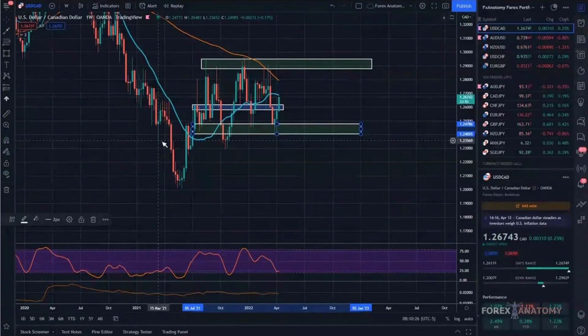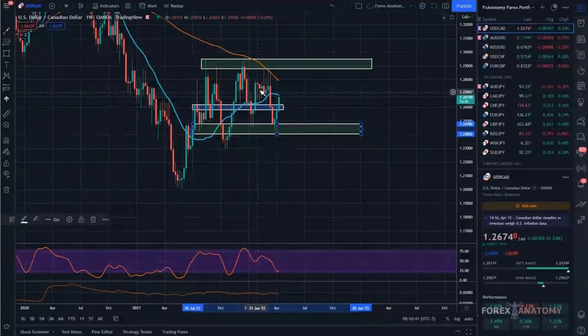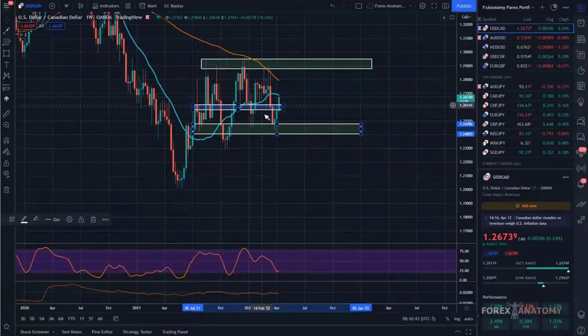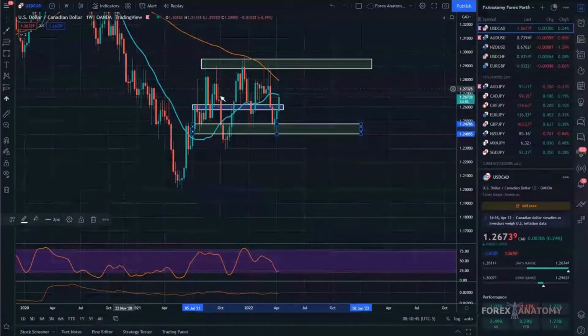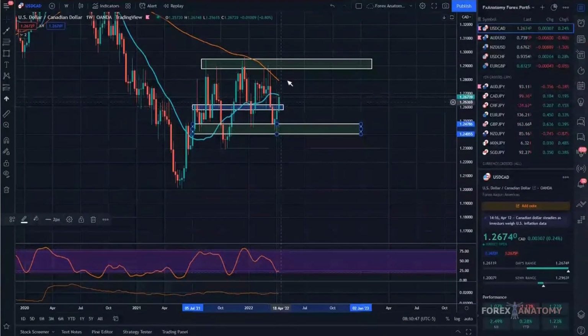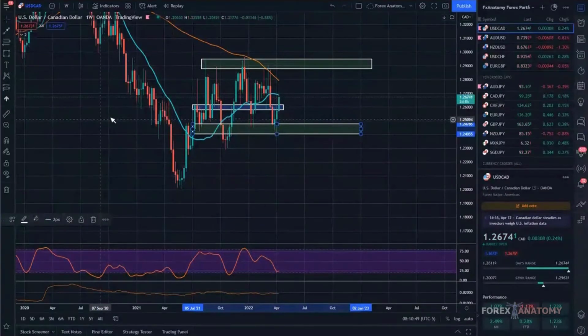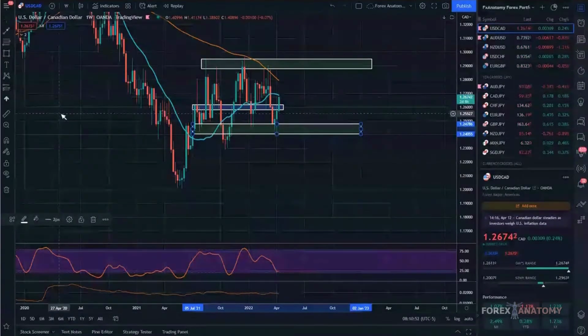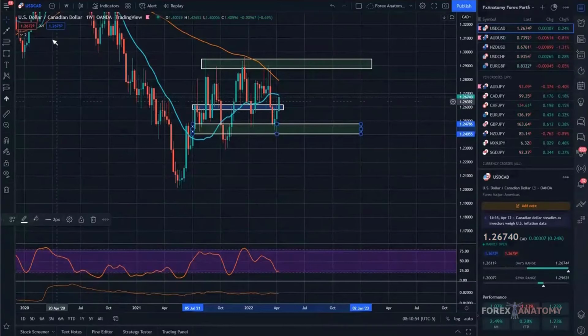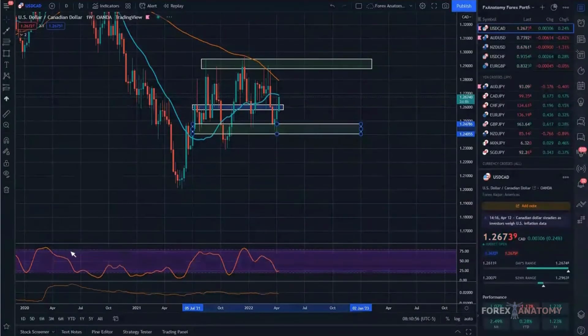What we want to do is look at things from a top-down perspective, like the weekly, then work our way down to the daily, then the 4 hour, and then the 1 hour, etc. You guys get the point. We need to get a bird's eye view of what's really going on. So now we know that the US dollar Canadian dollar has been maintaining this range, has been trapped, and we could be seeing price push to the upside over the next few weeks, but we may not see it. Who knows? But anyways, let's move on. Let's go down to the daily.